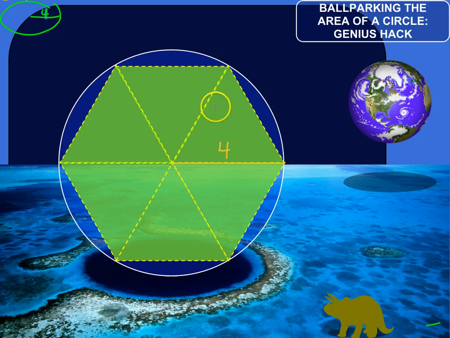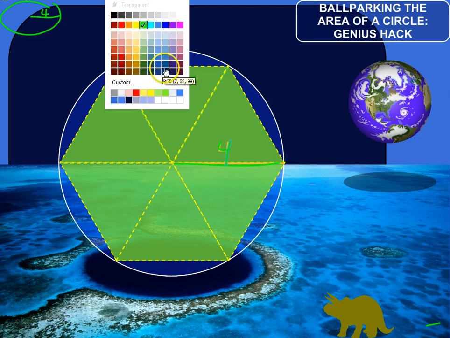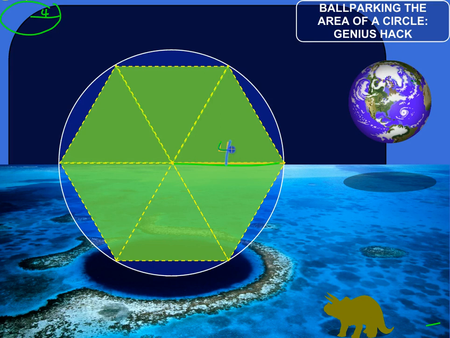So these are equilateral triangles. This side length and this side length are both 4 because they're the radius. The distance from the center to a point on the outside is the radius. The radius of the circle is 4. So this part of the triangle is 4. Let me draw blue here. 4. And this is 4. And actually, I'll show you how we know that this is 4 as well.